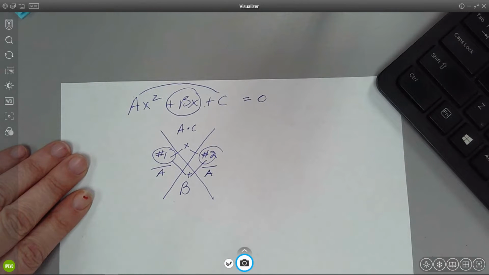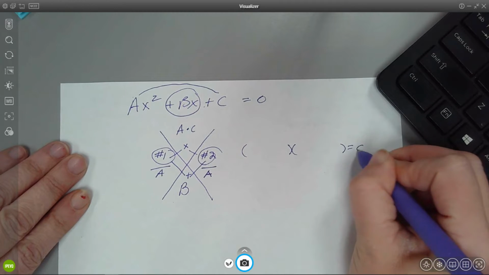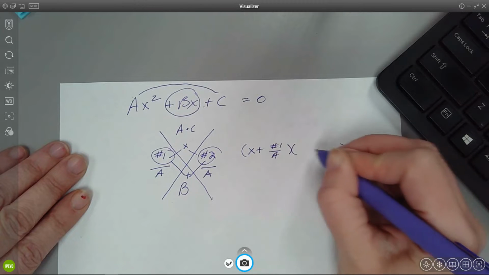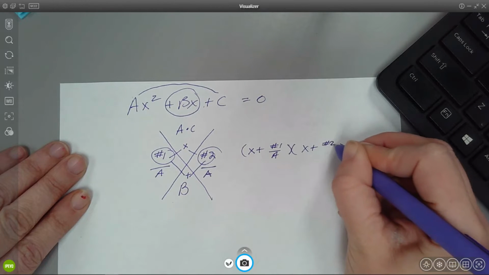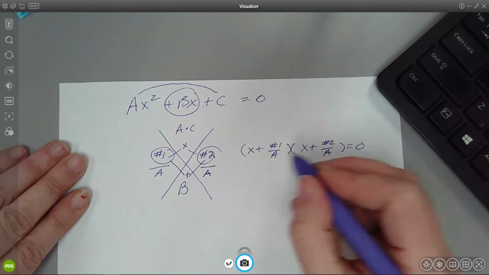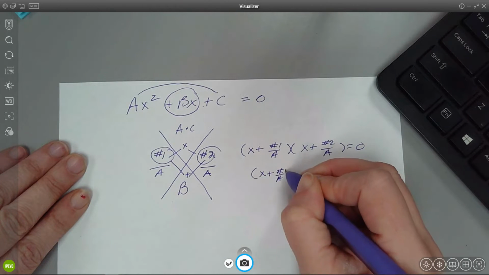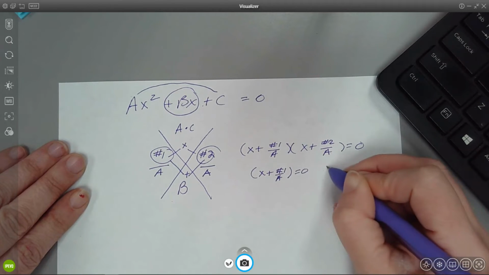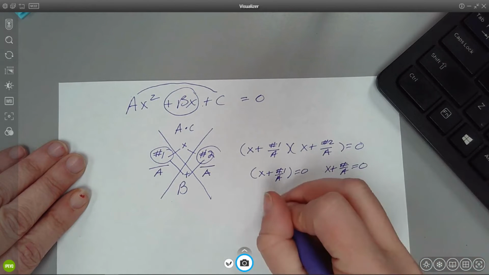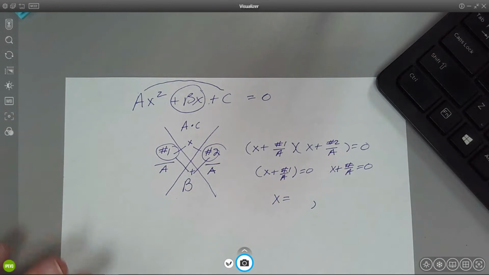We may need to simplify that. Then we can put them into our factors: x plus number 1 over a and x plus number 2 over a, which again could be simplified. Then we break each of those apart and say x plus number 1 over a equals 0, and same over here, x plus number 2 over a equals 0. We solve and get that x equals 2 answers. We'll talk more about that in a minute.